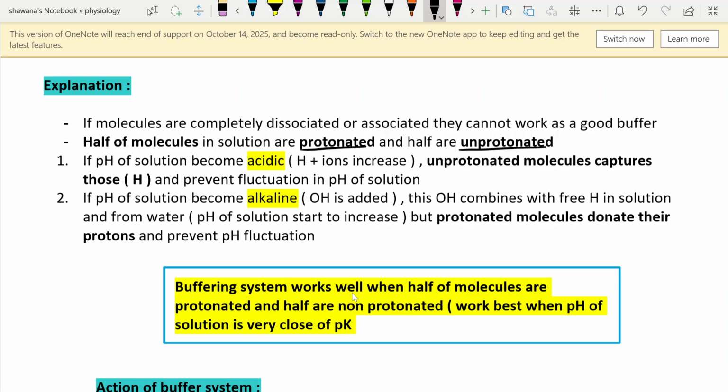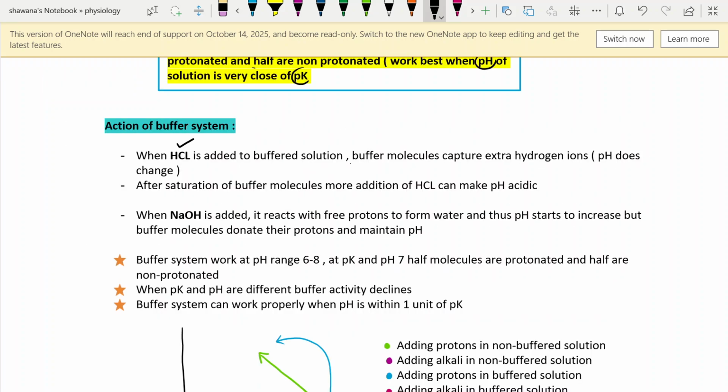In other words, we can say that when HCl or acid is added to a buffer solution, the buffer will accept the extra hydrogen ions. Okay, and when an alkali is added, the free protons will form water with OH. It means that the added OH will react with the free protons present in the solution and they form water, and pH starts to increase. But the buffer's role is to donate the extra protons that it had in the protonated form.